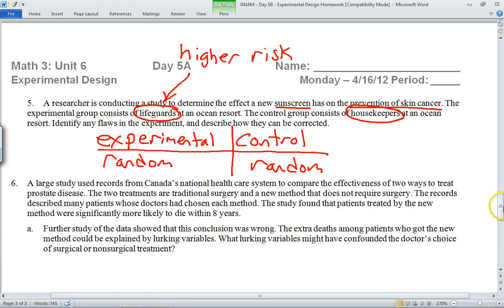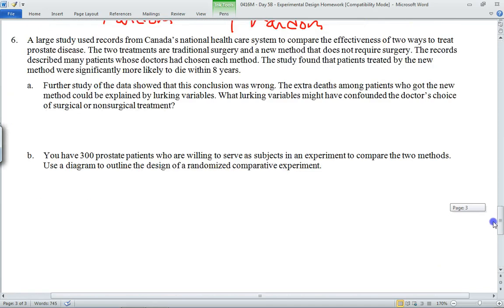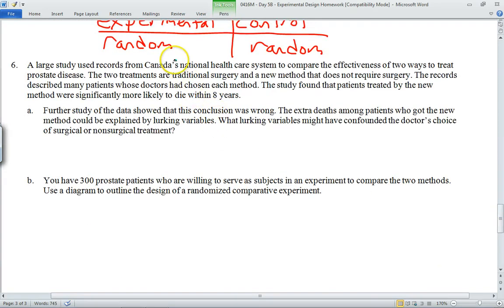Okay, a couple more. Let's look at number 6. A large study used records from Canada's national healthcare system to compare the effectiveness of 2 ways to treat prostate disease. The 2 treatments are traditional surgery and a new method that does not require surgery. Okay, so traditional surgery versus a new method, non-surgery.